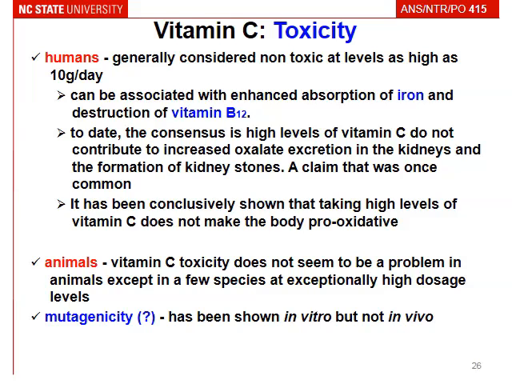It doesn't seem to increase oxalate excretion in the kidneys, and it does not make the body pro-oxidative. As I mentioned before, in animals, vitamin C toxicity does not seem to be a problem. So we really don't have to worry about toxicity of vitamin C at all.